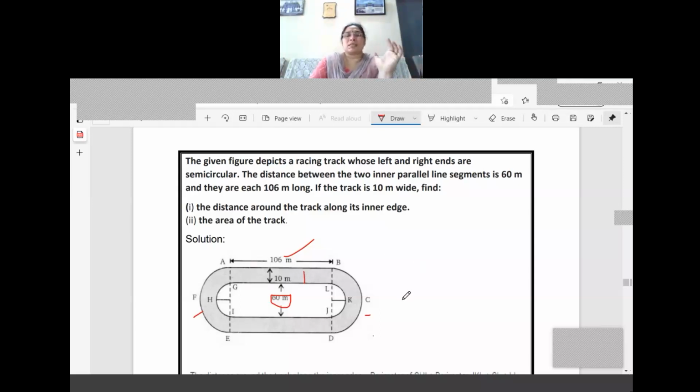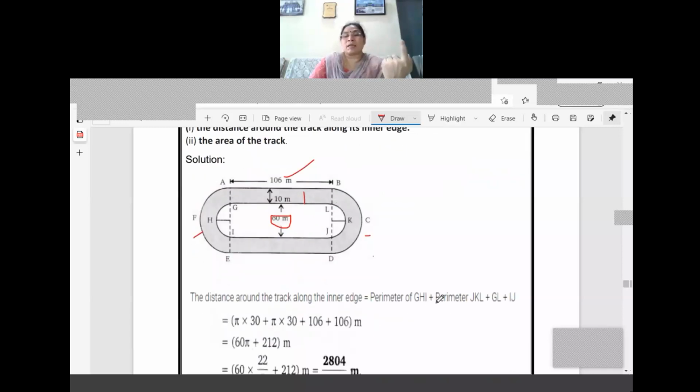Now what is the question asked? The distance around the track along its inner edge. That means from here, I have written clearly, you can go for that one. GHI, perimeter of GHI. See, inner track means inner side only, so here GHI. Next, JKL, this side. Now what is next? GL, and IJ. So this much length we should count. That is the perimeter.